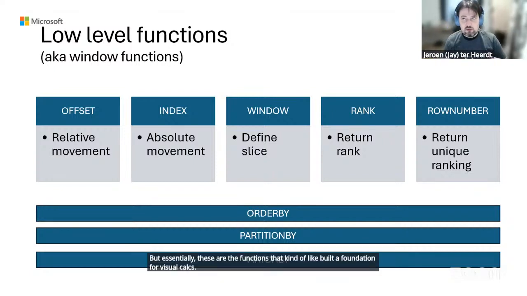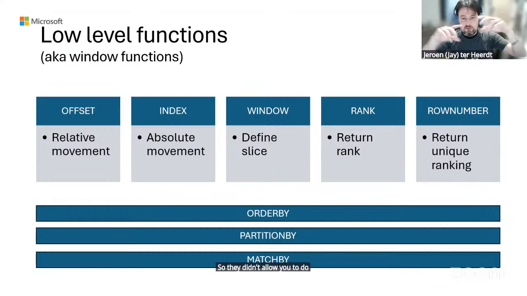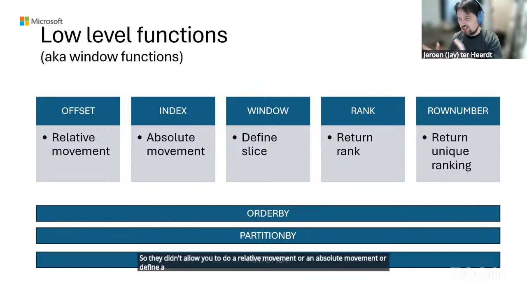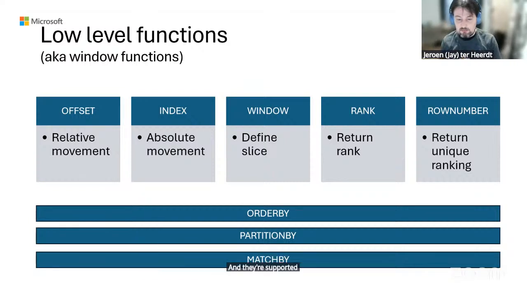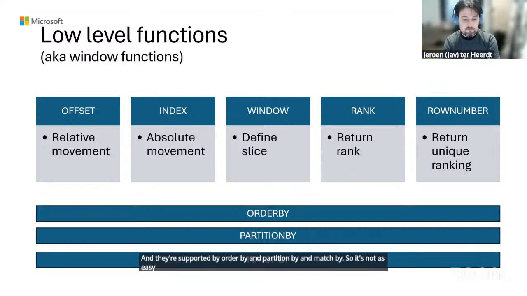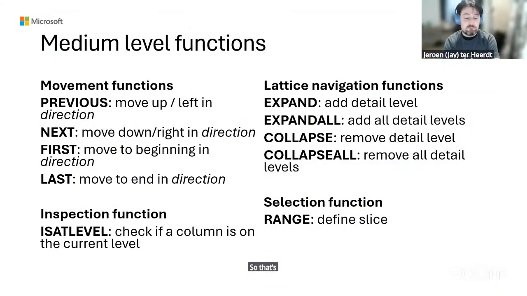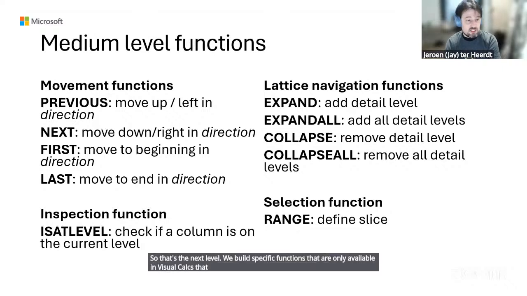They allow you to do a relative movement or an absolute movement or define a slice of your data, which you actually need to do a running sum or a moving average. And they're supported by order by and partition by and match by. So it's not as easy. I mean, they're easier to use than regular DAX, but I think it can still be easier. So that's the next level. We build specific functions that are only available in visual calcs that make it even easier to work with, right?